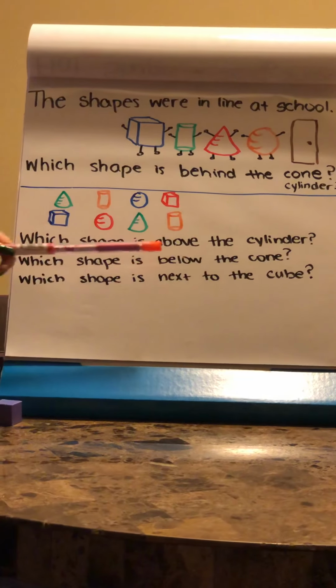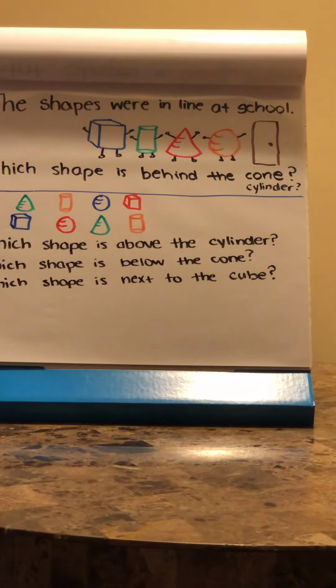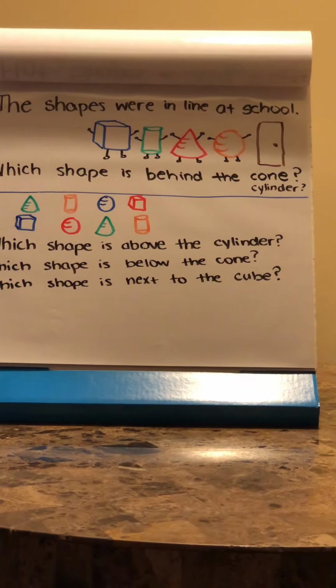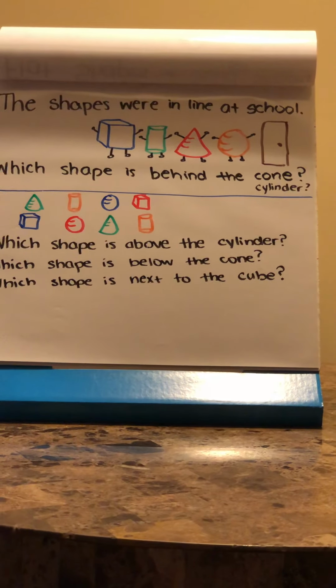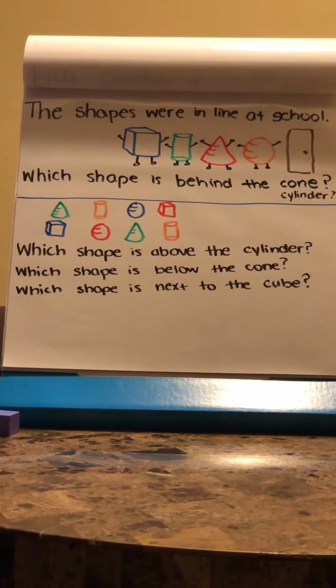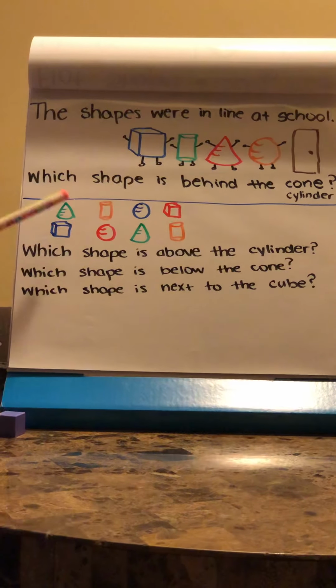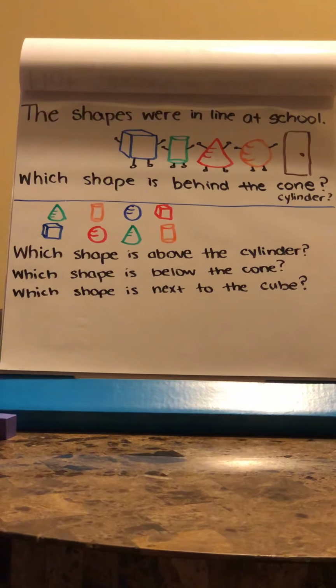Now, which shape is below the cone? So let's look at the top row, find the cone, and find which shape is below, under the cone. All right, if you said the blue cube, you're right. Here is the cone, and the cube is below or under the cone.